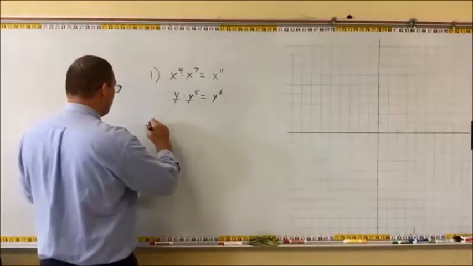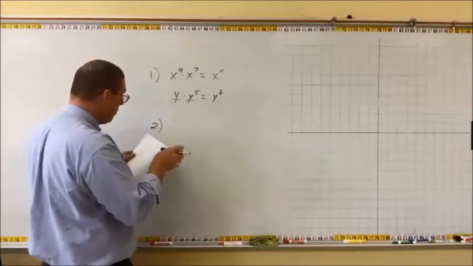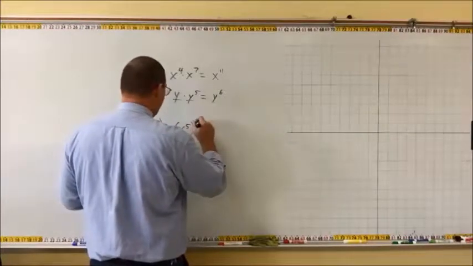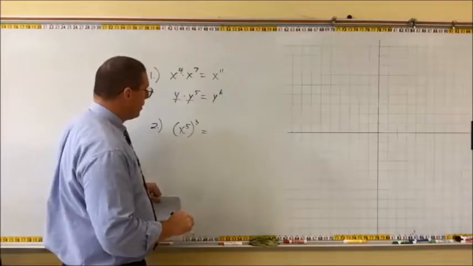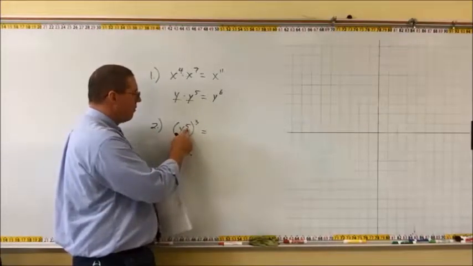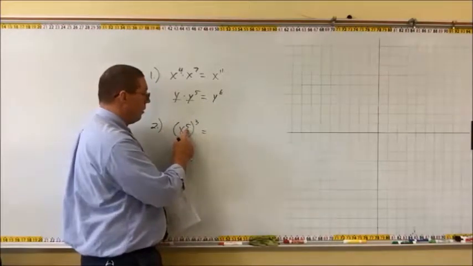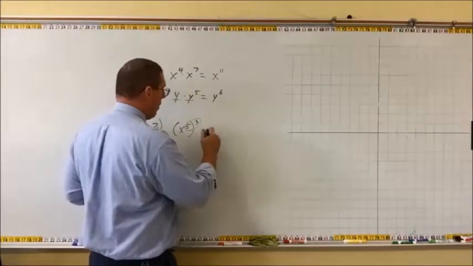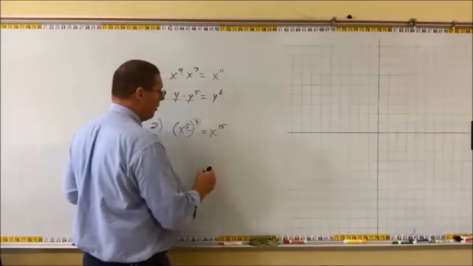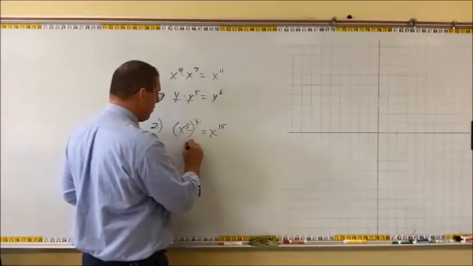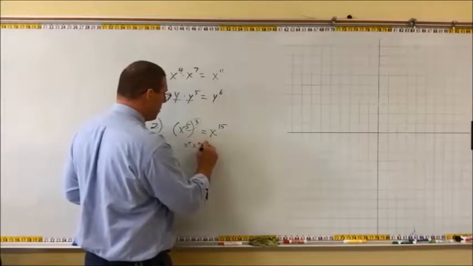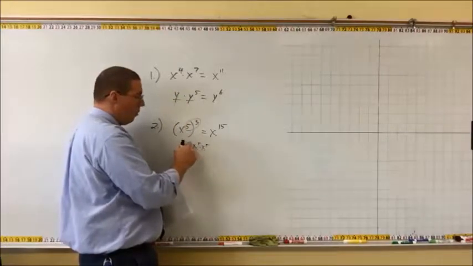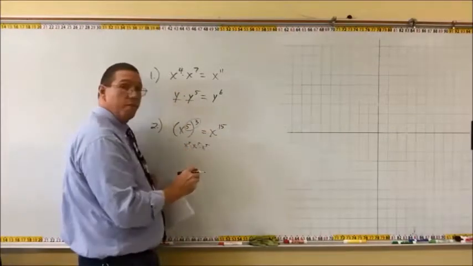All right, question number 2. Question number 2 is similar but a little different. It says we had x to the 5th power to the 3rd power, and we're simplifying. What's happening here is that we have 3 x to the 5ths all multiplied by each other. So if we were to simplify this, we would multiply and get x to the 15th power. The reason is because we have x to the 5th times x to the 5th times x to the 5th, so we would do 5 plus 5 plus 5, which is 15.